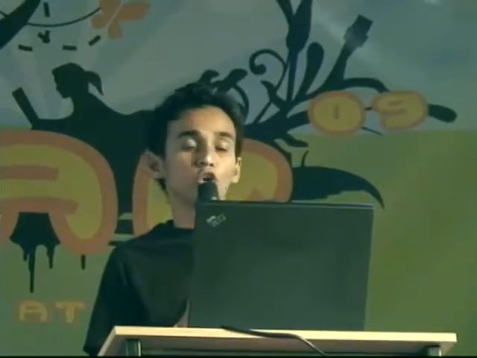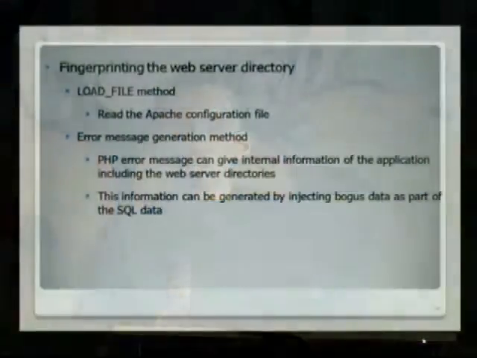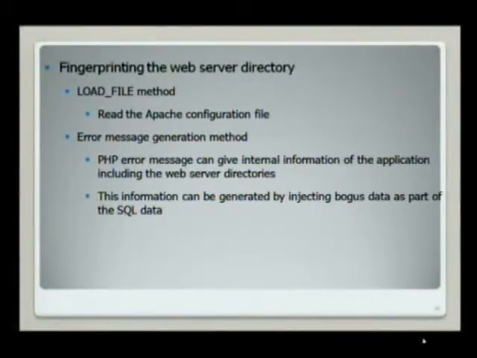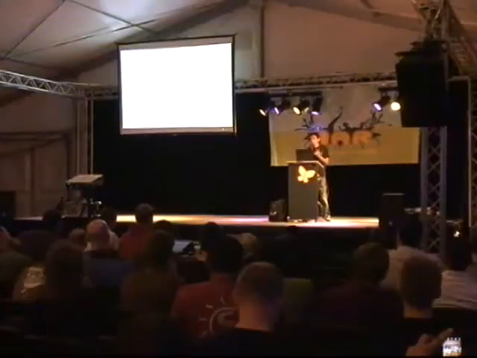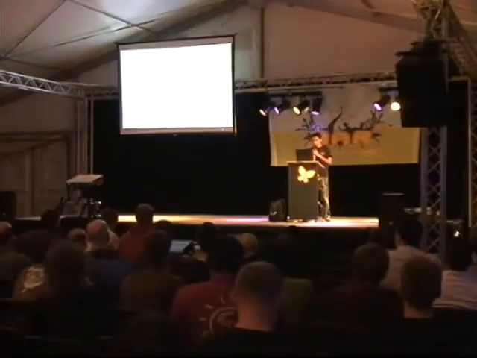And here are the methods for how you can fingerprint the web server directory. Like I mentioned before, you can basically use the load_file method to read the default configuration files of Apache. Another method is known as error message generation. Basically, by injecting some bogus data as part of your SQL query, in some cases you'll be able to force PHP to return an error message. And in most cases, you will find this error message contains information about your web server directory.